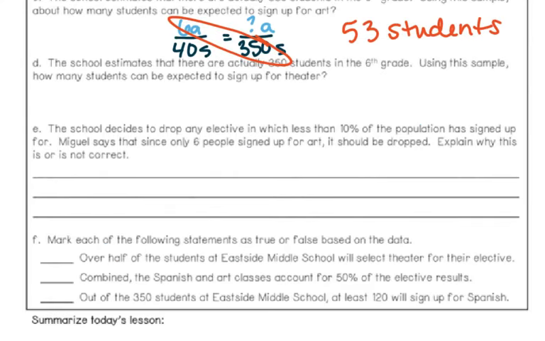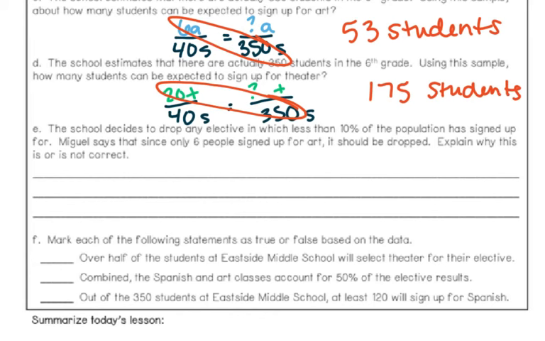Part B says again that the school estimates that there are actually 350 students in the 6th grade. This time, using the sample, it wants to know how many students can be expected to sign up for theater. Using what we just did in Part C, I want you to go ahead and set up the proportion for this problem and solve. Press play when you're ready to check.